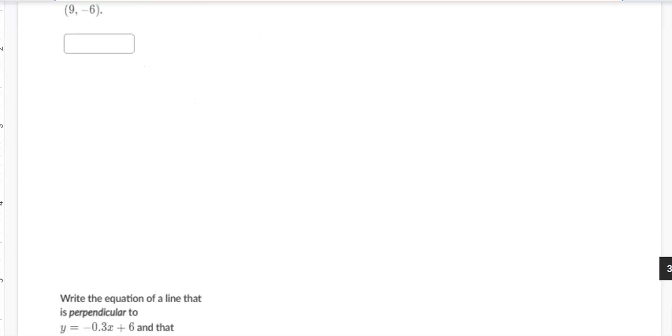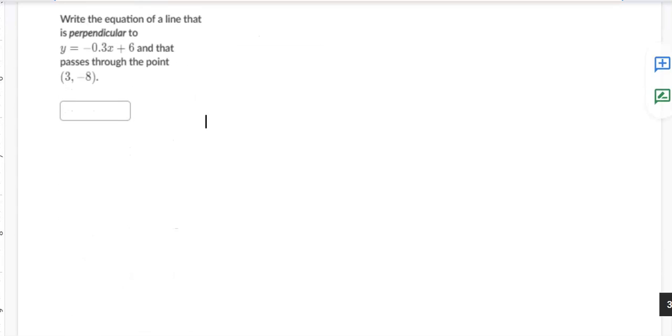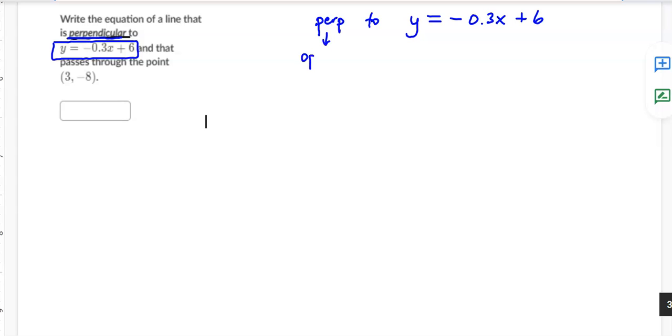Scrolling down. I've got to write an equation of a line that's perpendicular, so that's a bit of a change. Here's my equation: I need to be perpendicular to y equals -0.3x plus 6. Right away, perpendicular lets me know that with my slope, I'm going to have to do an opposite reciprocal, the opposite flip of the other slope.